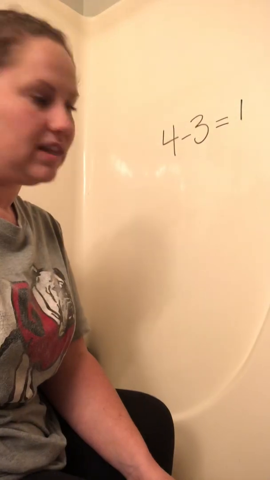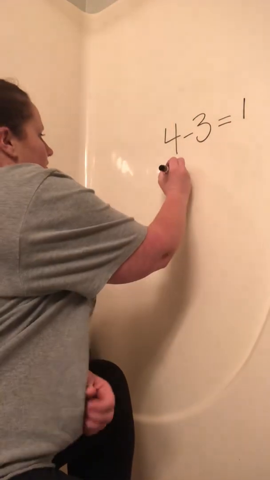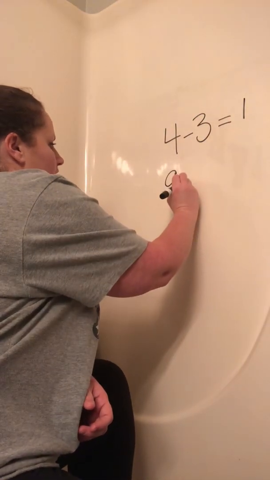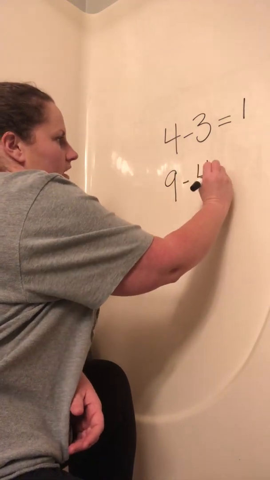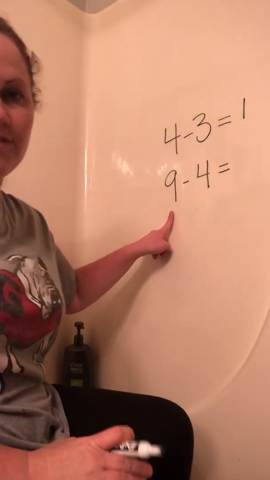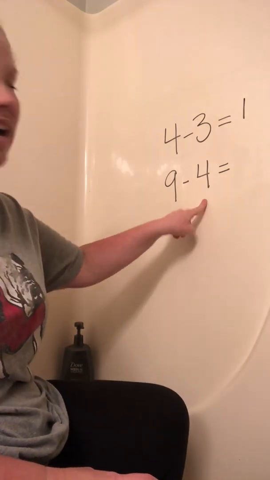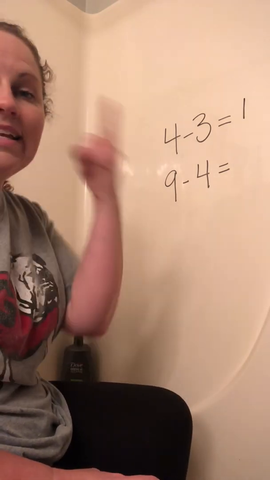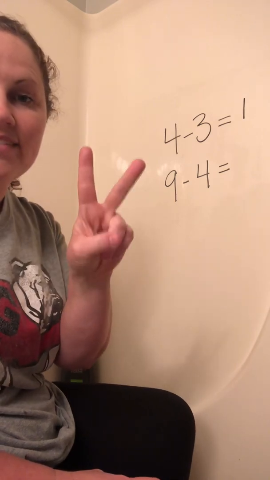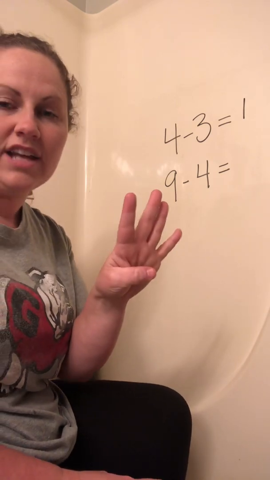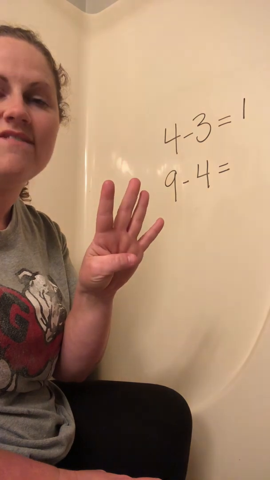Okay? So let's do another one. Let's do 9 minus 4 equals. I'll put that first number in my head, 9. So I say that. 9, I'm going to count backwards, take away 4 numbers. So 9, 8, 7, 6, 5. So 9 minus 4 equals 5.